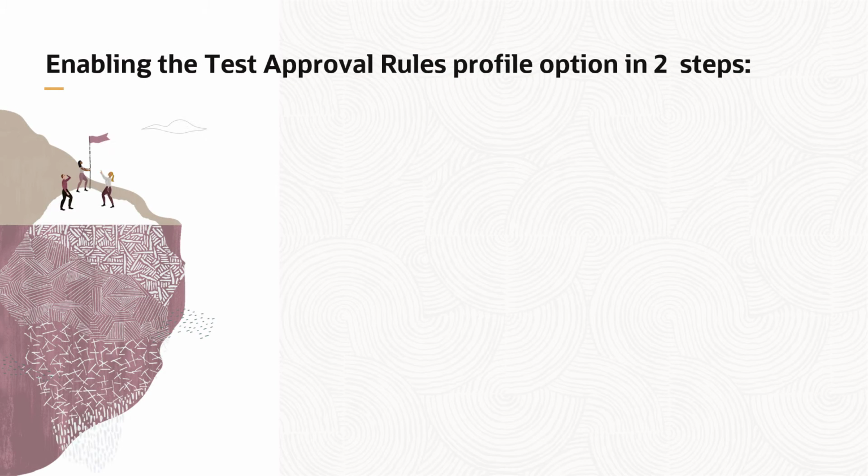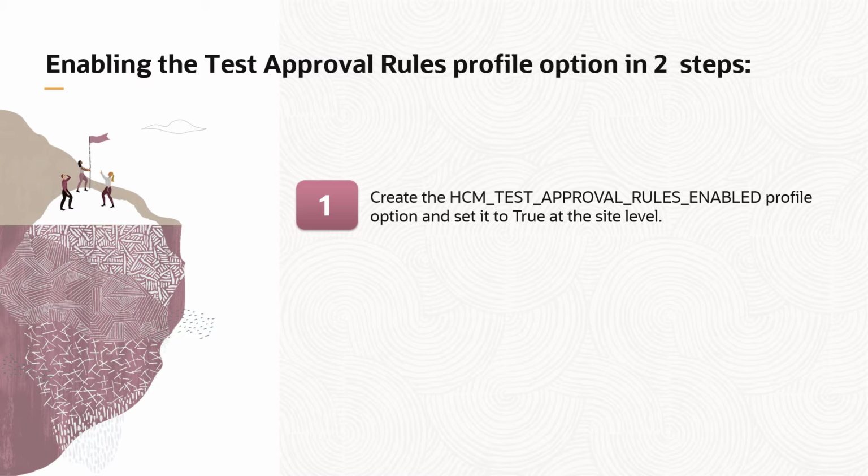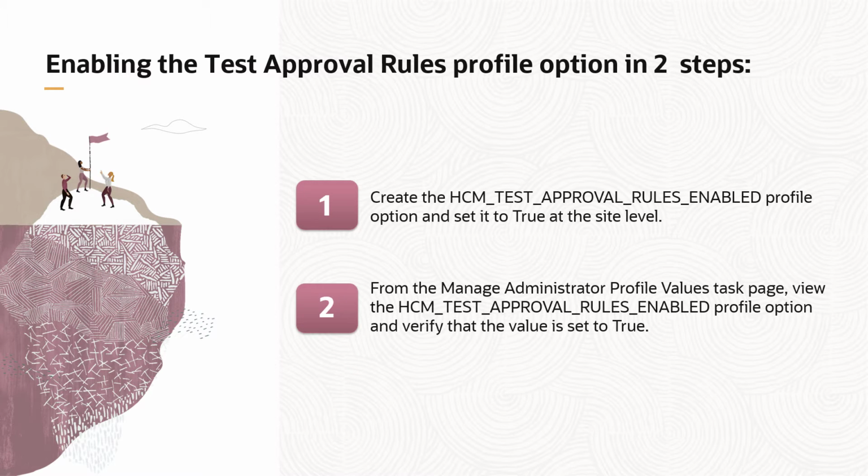Before you can begin to use the test rules function, you must enable the profile option. This is done in two steps. First, create and enable the HCM Test Approval Rules Enabled profile option, and second, view the option from the Manage Administrator Profile Values page to verify that the value is set to true. Let's perform these two tasks.